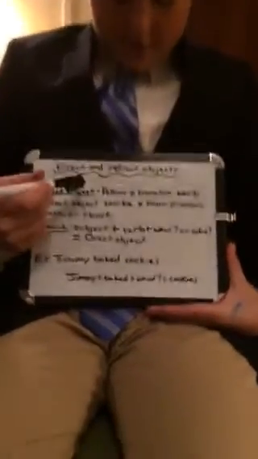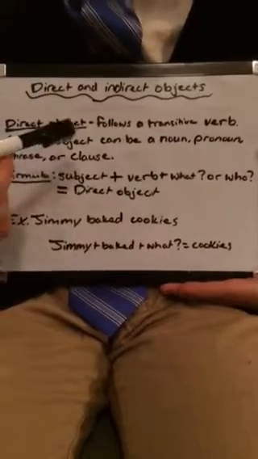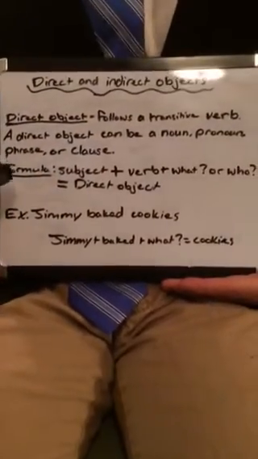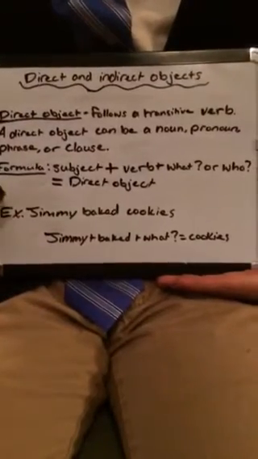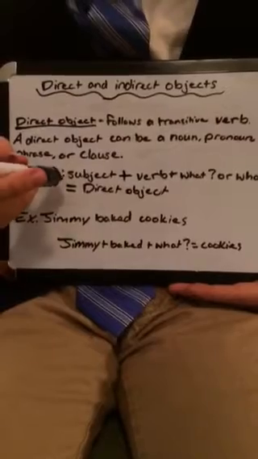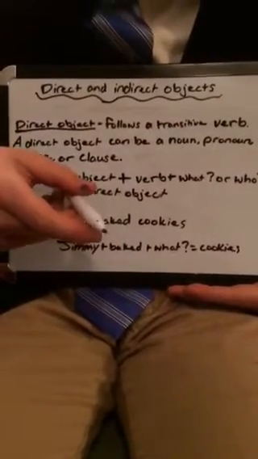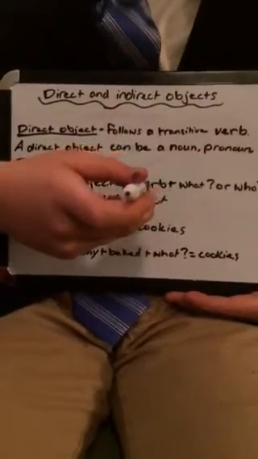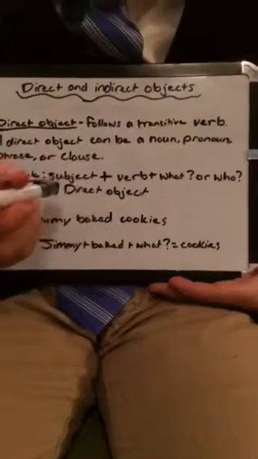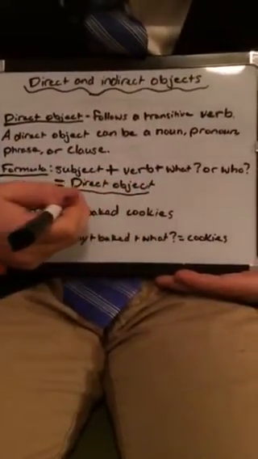A direct object follows a transitive verb. A direct object can be a noun, pronoun, phrase, or clause. And then to find the direct object in a sentence, you're going to need to use this formula. In that formula, you're going to need to find the subject of your sentence plus your verb, and then you're going to have to ask the question, what or who? And that will give you your desired direct object.